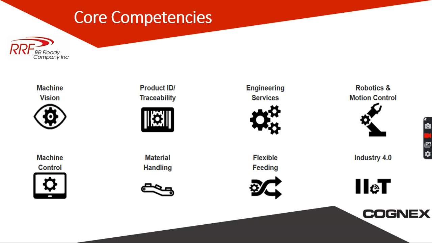Our core competencies are broken down into 8 categories, and you can see to the far upper left here, machine vision. That's about 50% of what we do here. Then we get into the traceability, barcode, and 2D code, engineering services. We do a lot with robotics and vision-guided robotics. Get into machine control, material handling, flex feeding, and Industry 4.0.